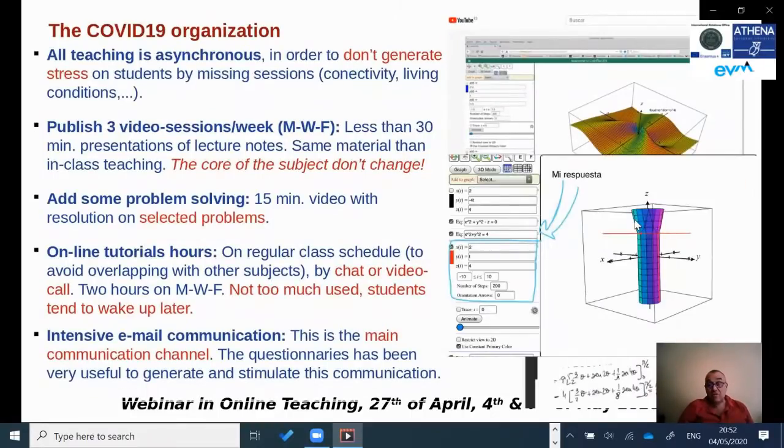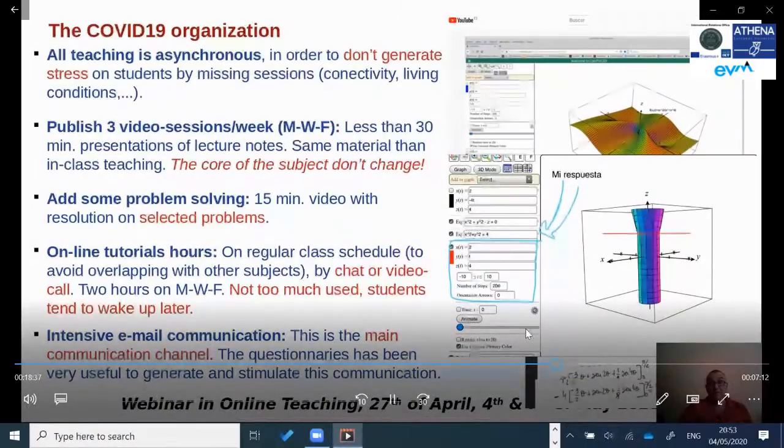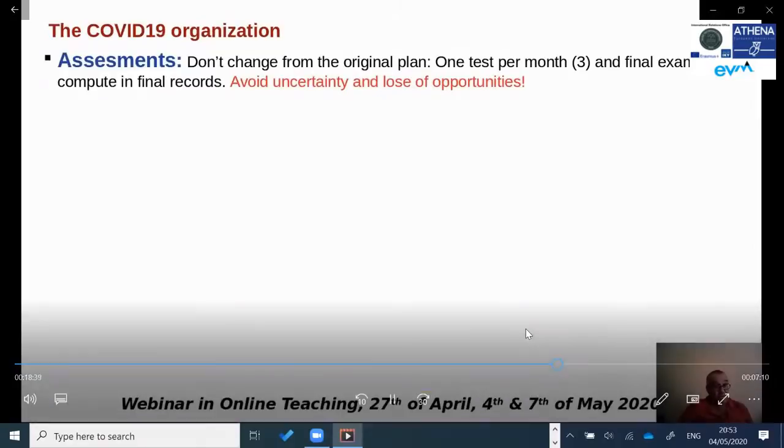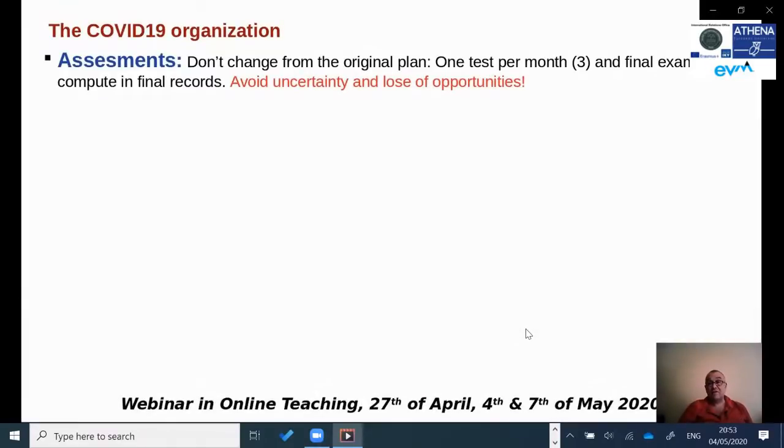This is the kind of response that I have received from my students, answering problems, proposing new solutions, and showing that their solutions agree with the assessments and the records, the figures that I have assigned. The assessment is one of the critical points that students and faculty staff are worried about. I have kept the same organization for final records: one test per month and final exams.